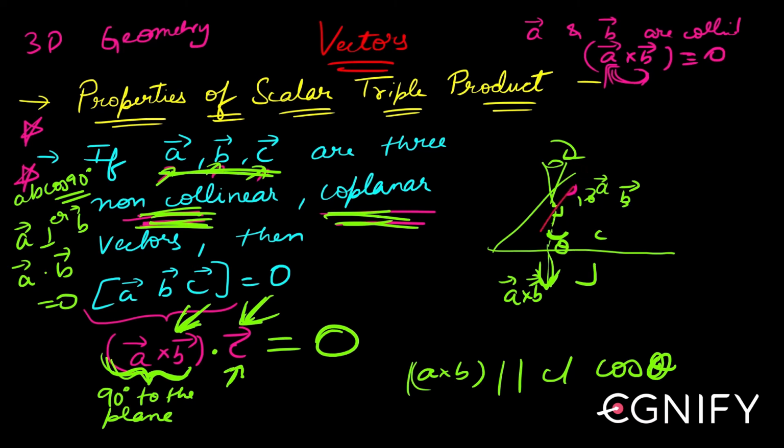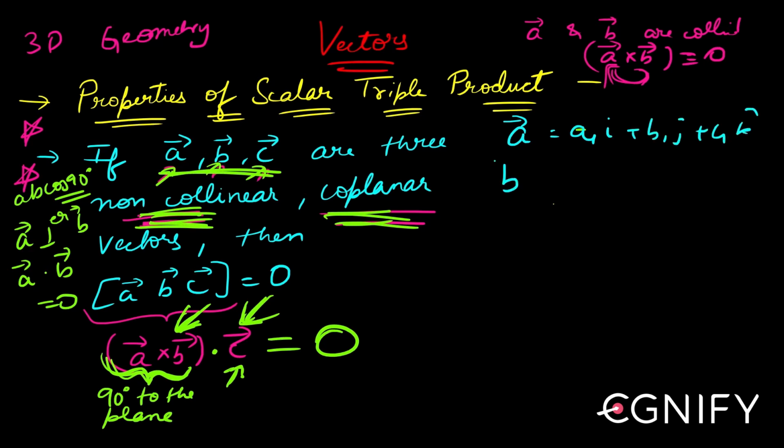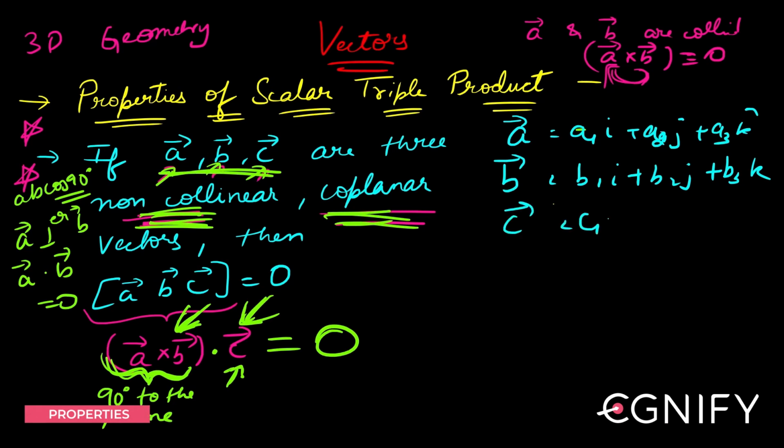If you look at this, you have already seen this before, when I was explaining linear combination of vectors. There we saw three vectors in their component forms, so let me use a different color. A bar is equal to A1i plus A2j plus A3k, B bar is equal to B1i plus B2j plus B3k, and C bar is C1i plus C2j plus C3k.